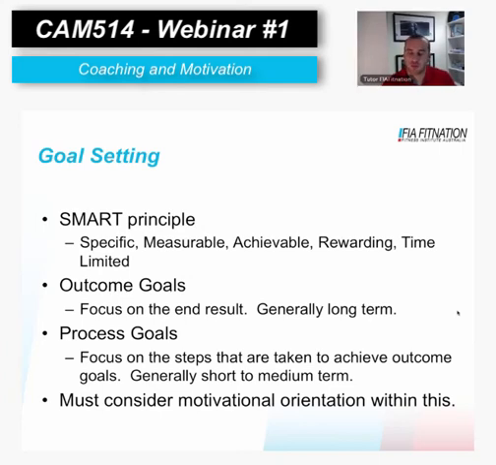Rewarding is obviously incredibly important as well. You need to make sure that the goal is something that that client wants to achieve. If they don't want to achieve it, they're not going to be motivated to achieve it, and they're not going to achieve it either. And lastly, time limited, and this is something that people will often miss out.